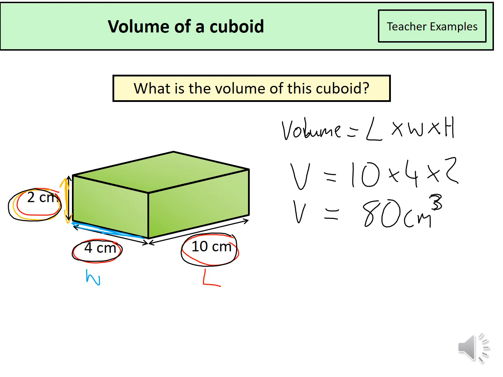And some of you may be wondering how we got the cube. It's because a centimeter times a centimeter equals centimeters squared. But for volume, when we're doing centimeter times centimeter times centimeter, it is centimeters cubed. So that's the reason why we use cubed.